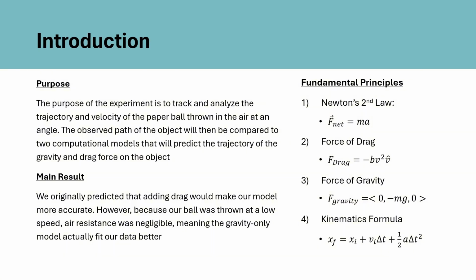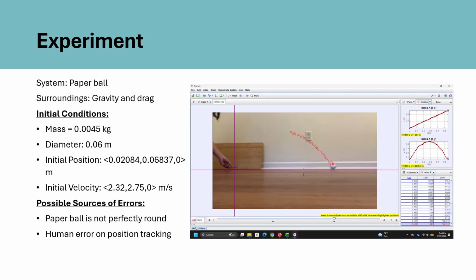The fundamental principles that we use are Newton's second law, force of drag or air resistance, force of gravity, and the kinematics formula. We originally predicted that adding drag would make our model more accurate. However, because our ball was thrown at a low speed, air resistance was negligible, meaning the gravity-only model actually fit our data better, as we will see in a second. For our experiment, the system is the paper ball, and the surroundings are gravity and drag.